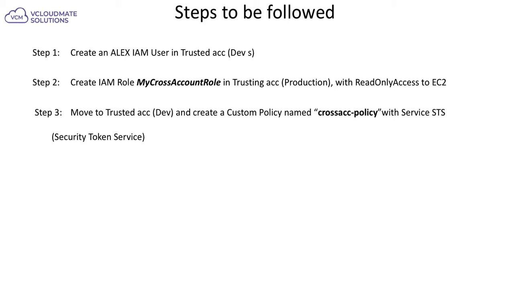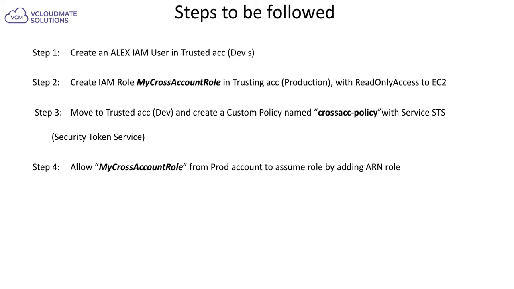Right after that, I'll move back to my trusted account, which in our case is the development account. I'll create a policy, which I'll be calling cross account policy, with the service STS, that is the security token service. The reason why I have to use STS is that all the API calls between the development and production will be happening with regards to the security token service. So I'll allow the service STS to assume the role that I've created, which is nothing but my cross account role, so that the cross account role will become the trusted entity in my case.